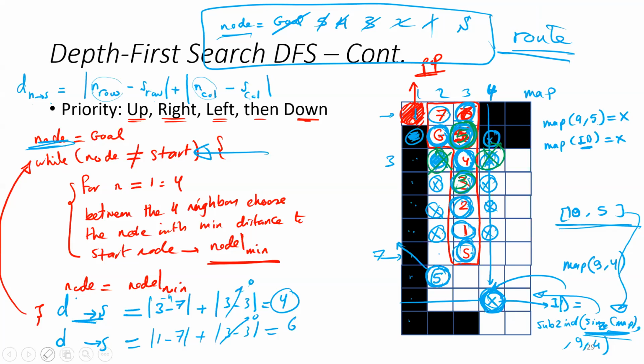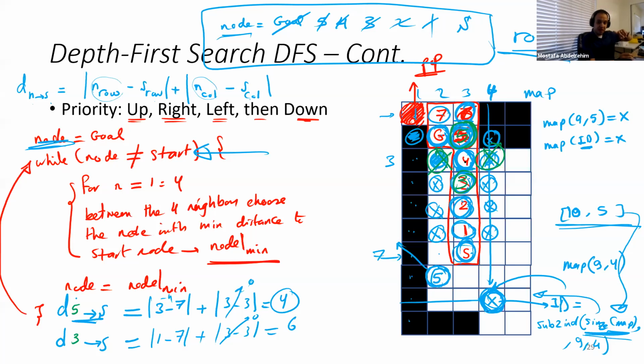So that 4 is going to become your node, right? Where it says node is equal to node min. That node, the 4th one, is going to become your new node because it's going to be equal to node min, right? Yes, in the previous iteration. That's right. So now node is going to have a value of 4.